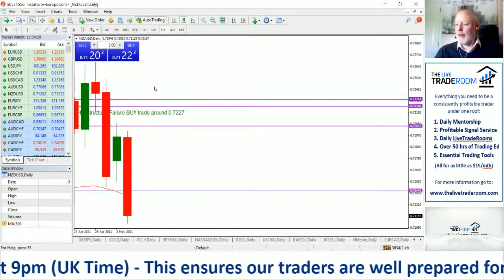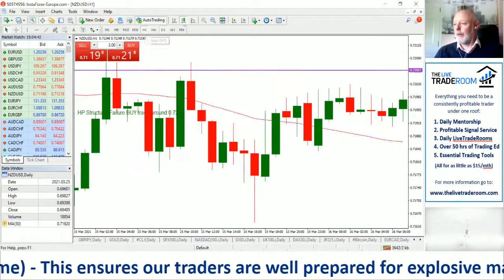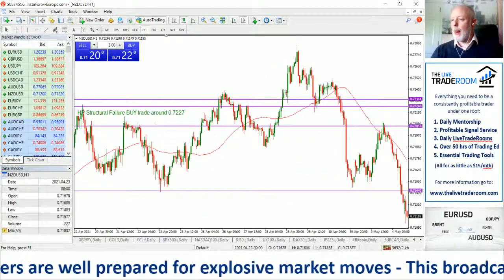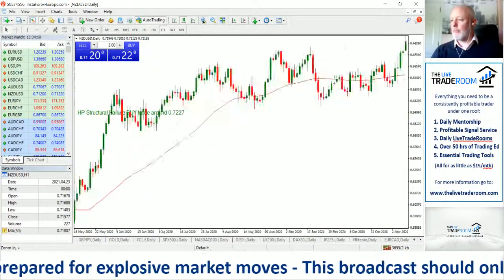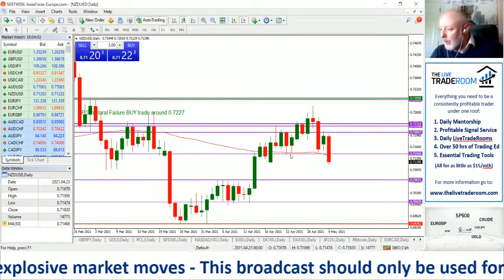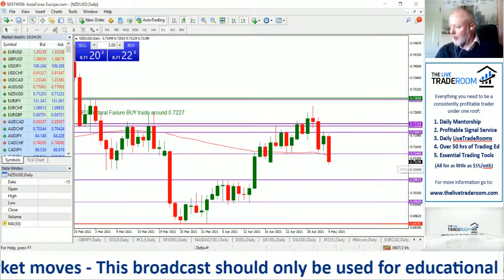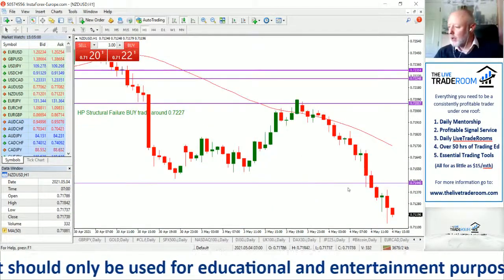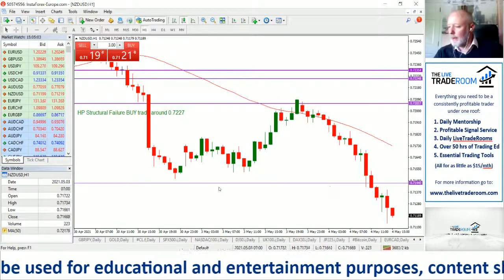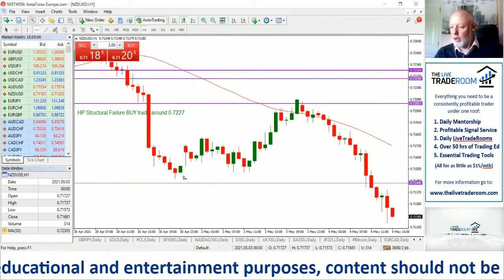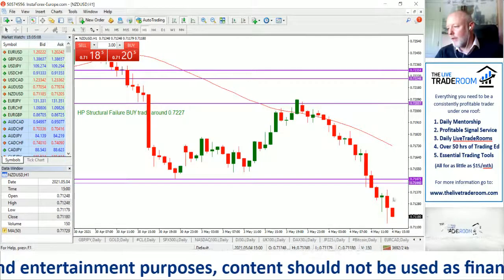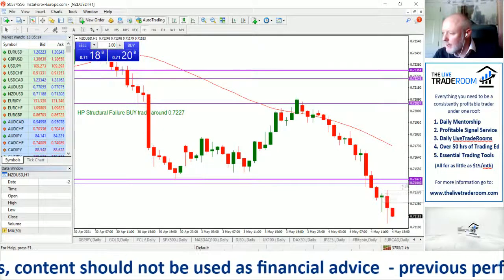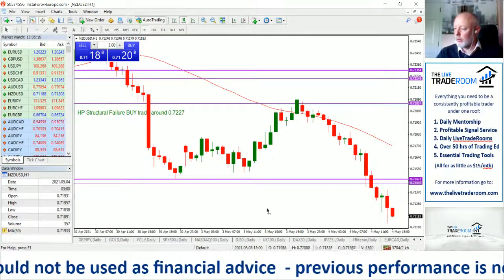So the last dollar pair that we're going to have a look at, okay, this one's quite interesting because we've already broken this level to the downside. So there is your strong break below the 71.44. Let's look at it on the hourly. 71.44. There is that break, and it was a defined structural failure trade to the downside. So now you're looking at a pullback to the 71.44 level.